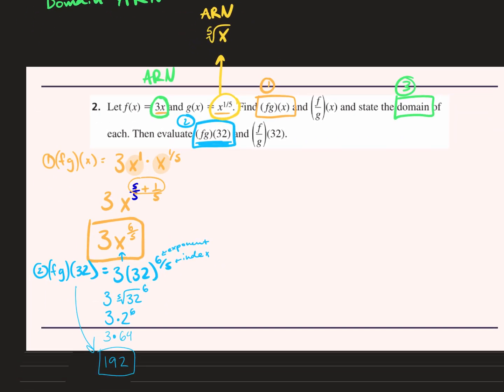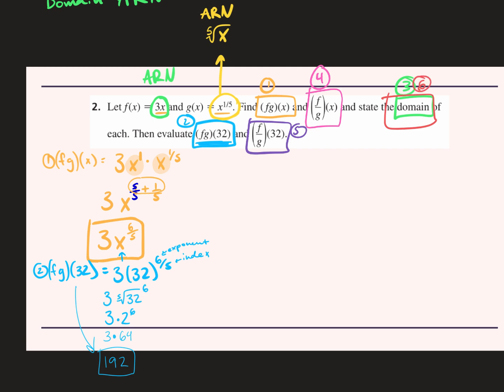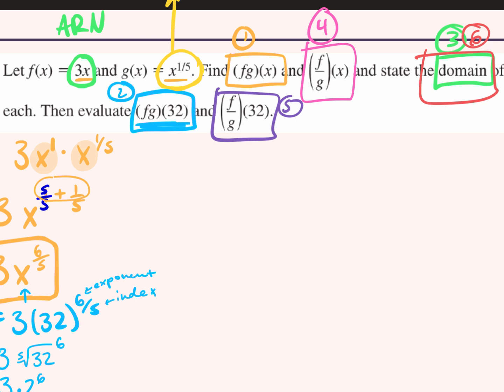So now let's do the same thing but with the dividing ones. So I have to find f divided by g. What did we leave off on? Question 3. So this will be question 4. We need to find f divided by g of 32. So this will be question 5. And then we have to find the domain of this, which will be question 6. So let's do the same thing now, but we are dividing. So question number 4 says we have to find f divided by g of x.